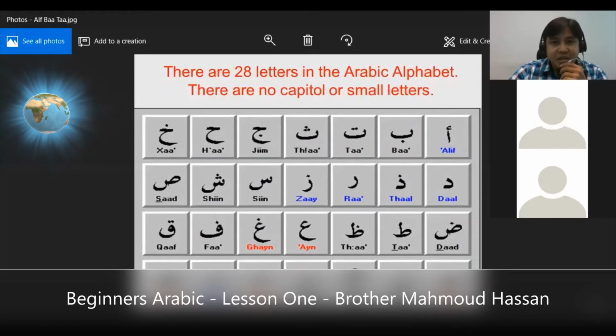So we are now going to proceed to the harakat. Before continuing to the Arabic alphabet, we first want to introduce to you the harakat, these short vowels in Arabic, as you can see here.